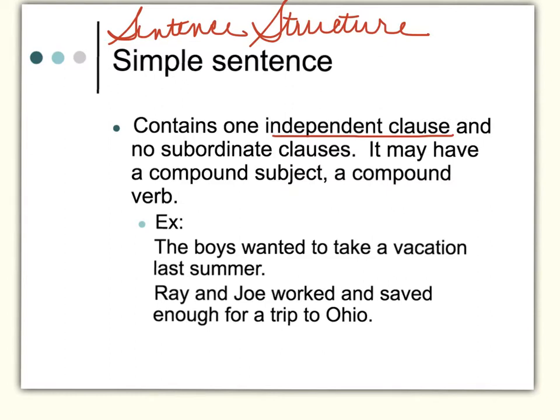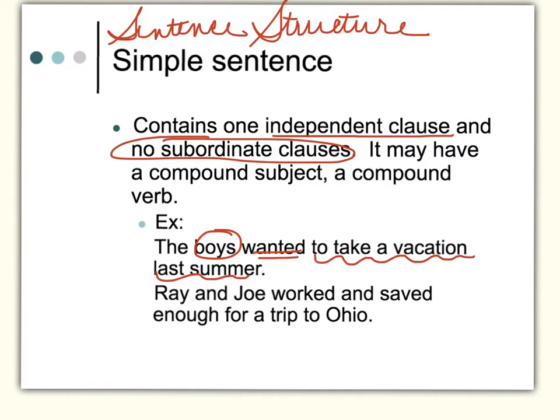This has no subordinate clauses. It can have a compound subject, it can have a compound verb, but no subordinate clauses. For example, in the first sentence, the boys wanted to take a vacation last summer. Wanted is the verb. Who wanted? The boys wanted. To take a vacation last summer is an infinitive phrase. So we only have one verb in that sentence. It is a simple sentence.